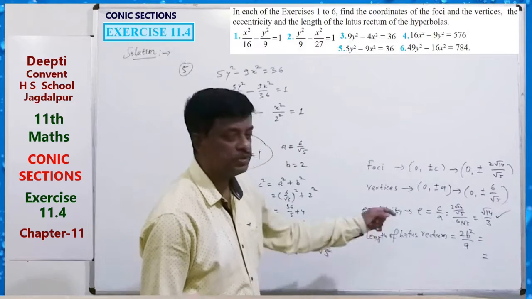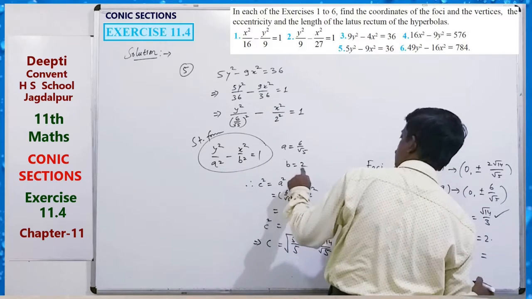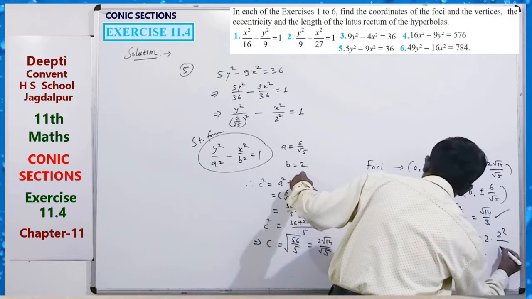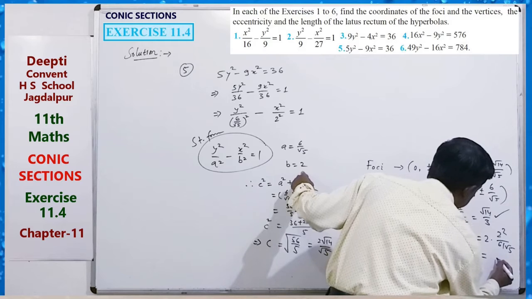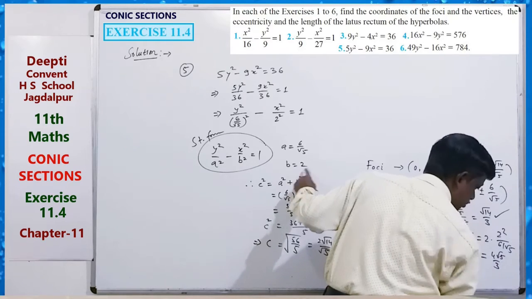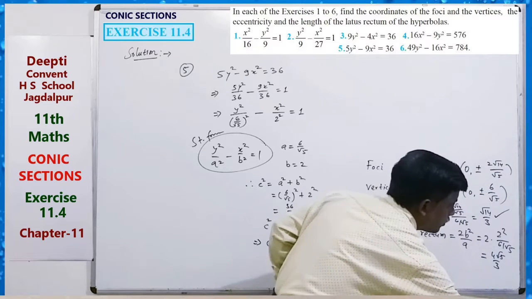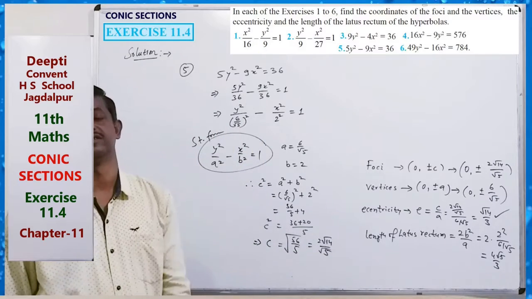And now the latus rectum, 2b square by a. So 2b square by a equals 2 into b square, b is 2, so 2 square, by a, and a means 6 by root 5. So this gives 4 root 5 by 3. So these are the answers.